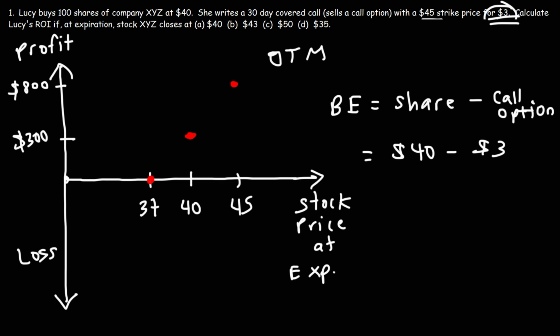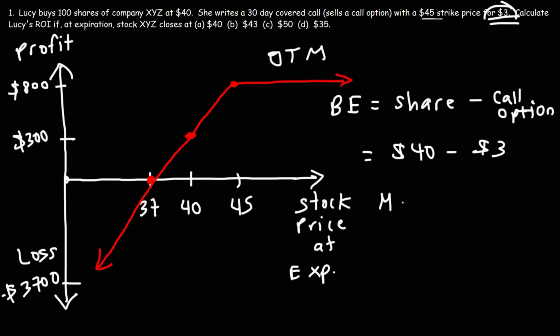Now, if the price of the stock closes anywhere above 45, it doesn't help her any bit. She still has to sell her shares at $45. So beyond 45, we have a horizontal line. Below 45, what we can do is just draw a line to connect these points. And so that's how we can draw the profit-loss diagram for selling out of the money covered calls. Now, if you want to plot the max loss, you know it's 3,700. Let's put a negative sign to that.